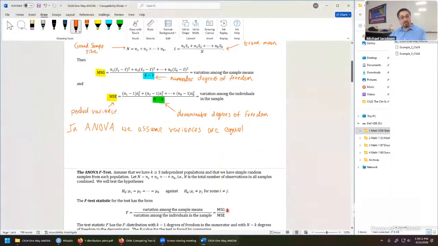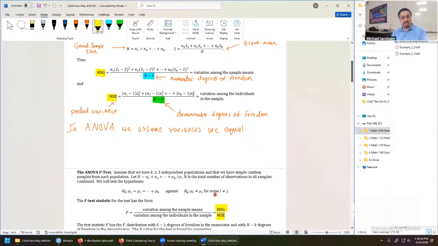So all the F-test statistic is doing is saying, how much variation is there in the sample means, that's MSG, divided by how much variation there is amongst the individuals. If there's a lot of variation in the sample means, the F statistic is large, and that tells us the null must have been a false statement. The means are too different, the variation is high. So we reject the null, and we'll make that conclusion there.